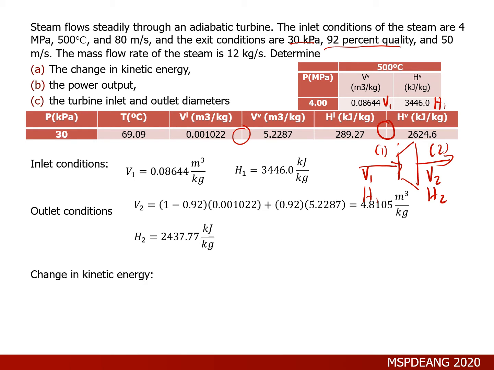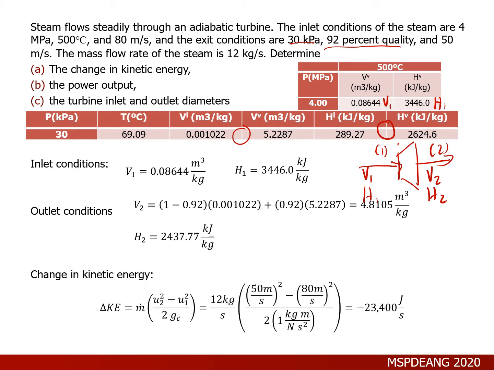Now to calculate the change in kinetic energy, this is simply equal to m dot times delta u squared over 2gc, multiplied by the mass flow rate. So the mass flow rate is 12 kilograms per second, outlet velocity 50 meters per second, inlet velocity 80 meters per second, divided by 2gc, which is equal to negative 23,400 joules per second, or negative 23.4 kilowatts.